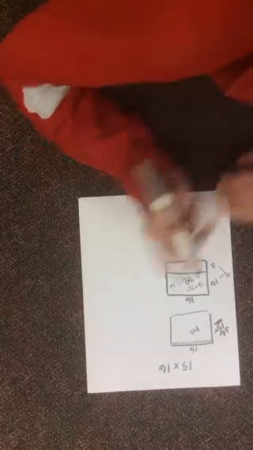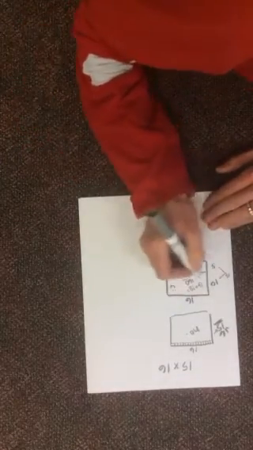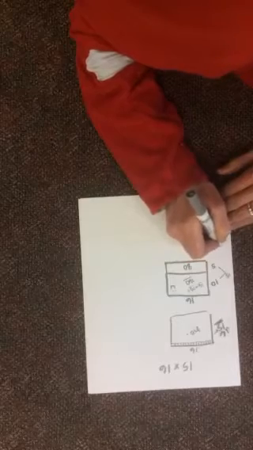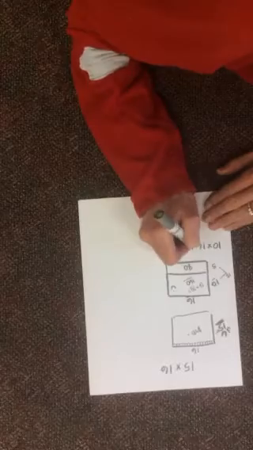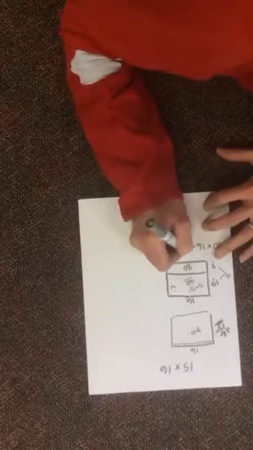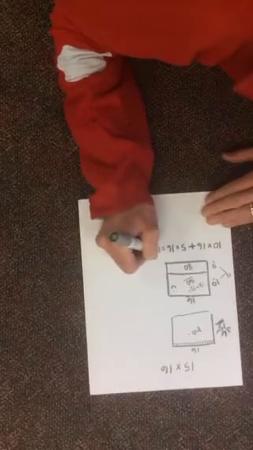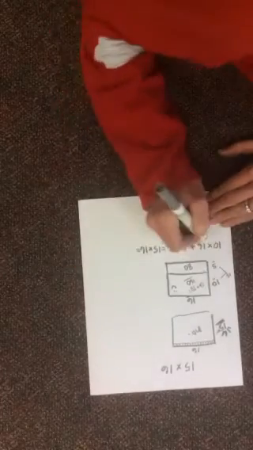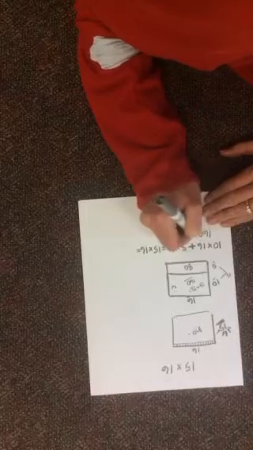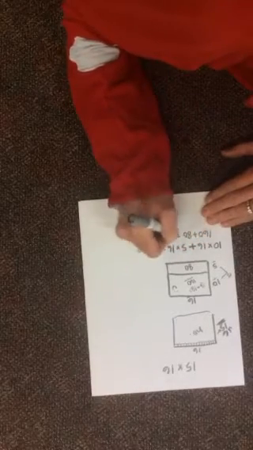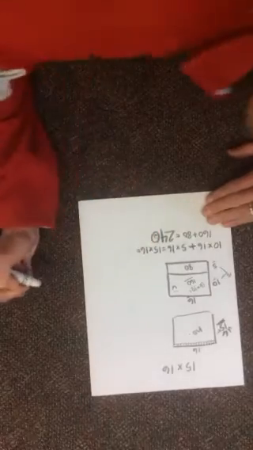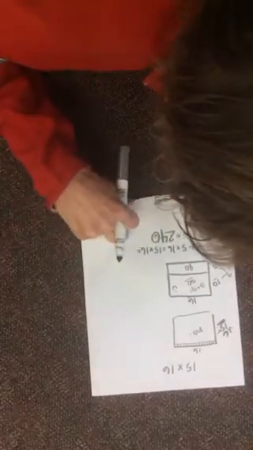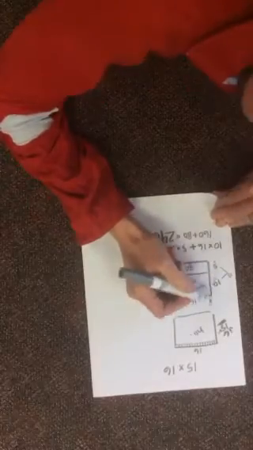So there we go. So now all I did here was do 10 groups of 16, right? And then I did 5 groups of 16 in my area model to give me my 15 groups of 16. So I just need to add 160 plus 80, and that gives me our fabulous 240.